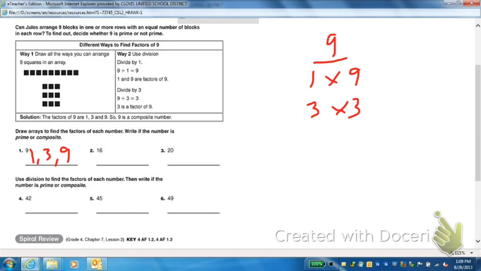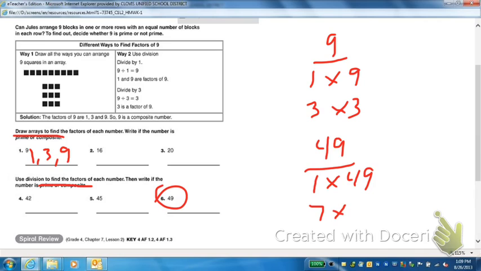And down here it says use division to find the factors of each number, then write if the number is prime or composite. I'm not worried about that right now. We already did that on page 1. I want them just to factor the number and get the factors. Number 6, we got 49. Again, we start with 1 times 49, 7 times 7, and that is it. So 1, 7, and 49 would be the answer for number 6.